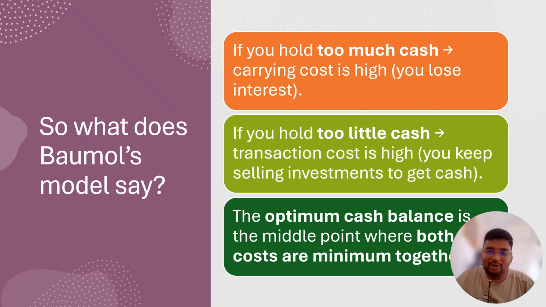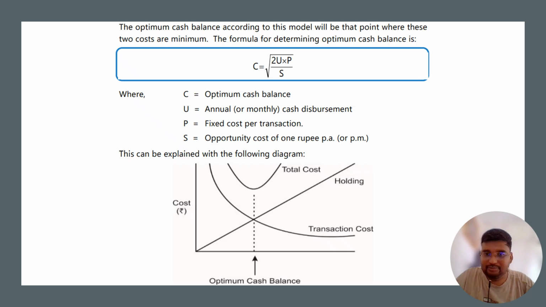Here is the formula for calculating economic order quantity for cash. So here you can see that a similar looking formula is given to you. The cash balance, C, stands for the cash balance, is the square root of 2 into annual requirement. What is the annual requirement of cash you need? Multiply by fixed cost per transaction, divided by opportunity cost.